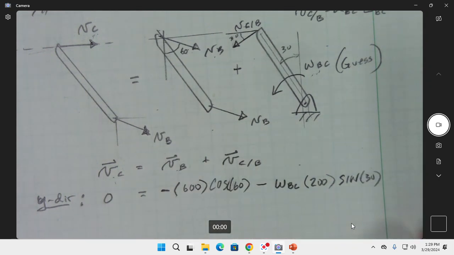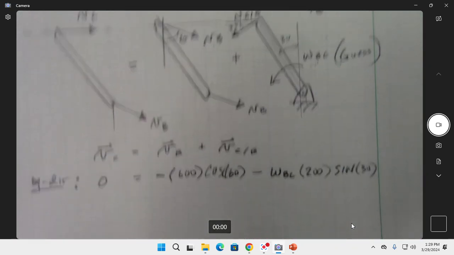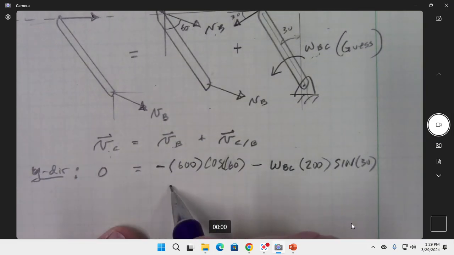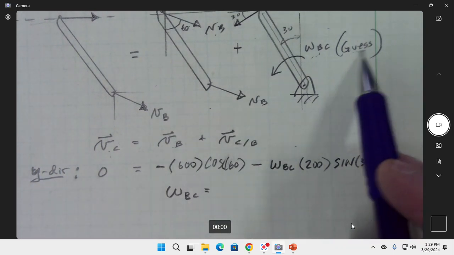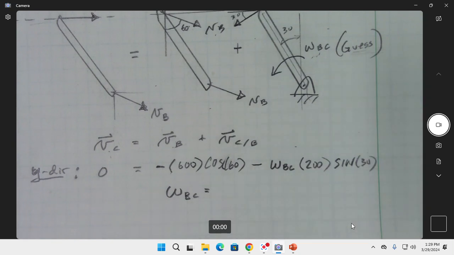All right, so we're going to get a number here in a second for omega BC, but notice what we're going to get. It's going to be a negative number, because we guessed wrong. It's actually going clockwise instead of counterclockwise. It's all right, but at least we knew.